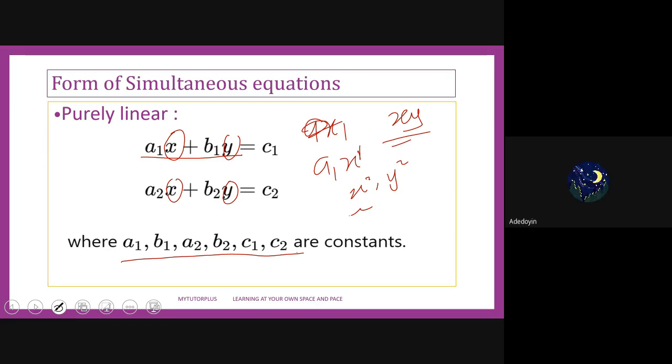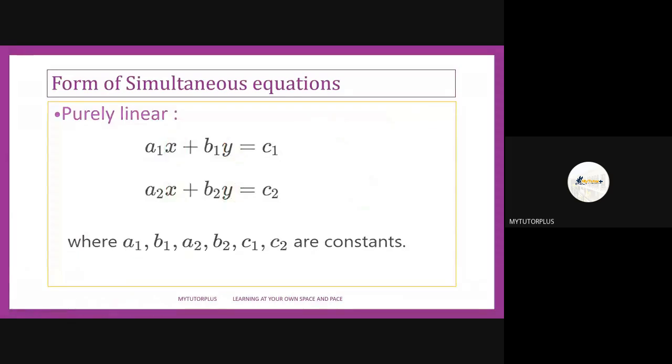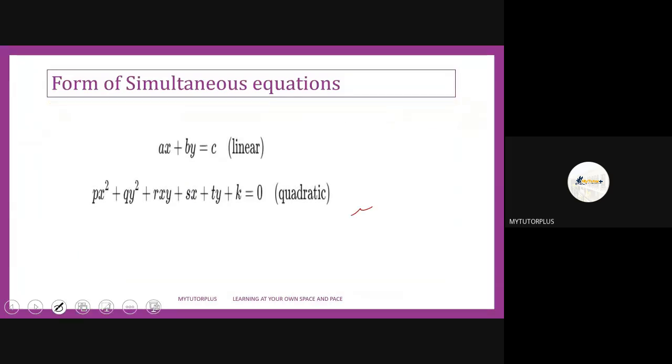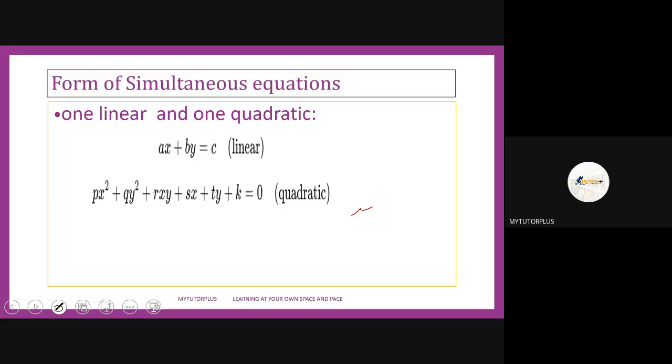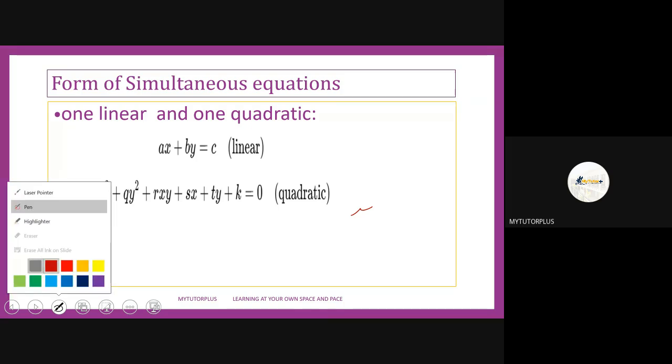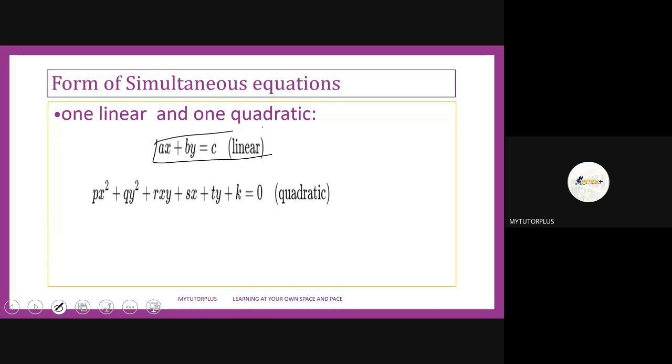Now, let's move on to the next part. The second type of simultaneous equation we have is one linear, one quadratic. For one linear, one quadratic, if you look at the first equation I'm having in this place, ax plus by equals c, the first one is purely linear because there's nothing like a square term there, and x and y are not multiplied together. They are not multiplied by each other. Do you get that?